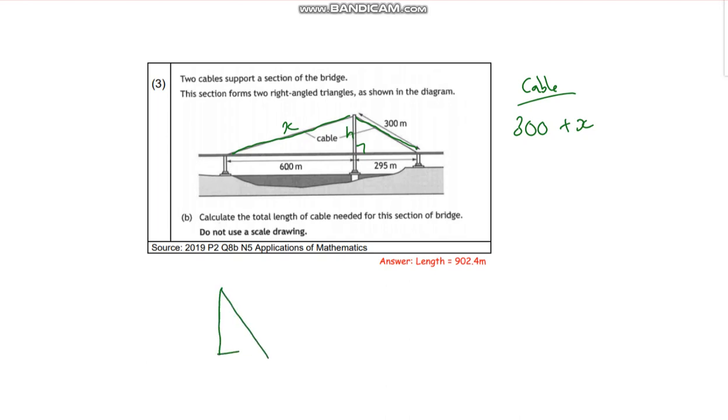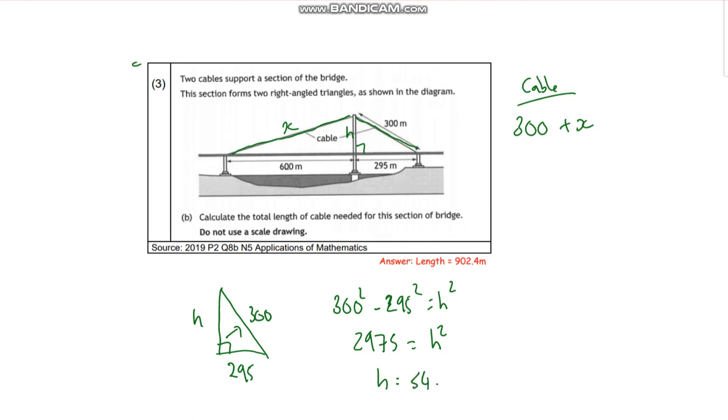I'm going to say that I've got 300 over here. I'm trying to find h, and that's 295. So the longest side is always opposite the right angle. So 300 squared take away 295 squared is my h squared. So let's do that in our calculators. So 300 squared take away 295 squared. So that's 2975. And that's equal to h squared. So h is the square root of that. So that gives me 54.5.